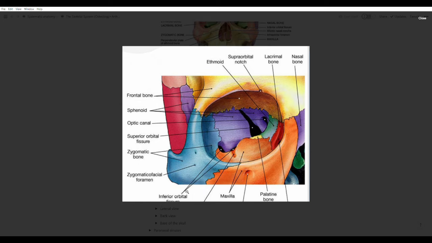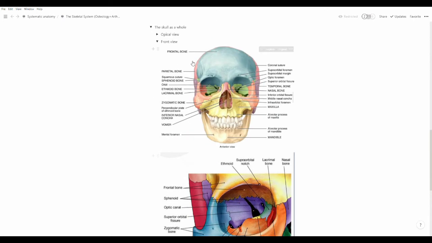Yeah, here we have the inferior orbital fissure. This part, and yeah, that's pretty much all we need to talk about. Of course, there's this big fissure in here that you need to know, the superior orbital fissure. So here's the inferior, here's the superior, and this one is called the optic canal. So that's all for the orbit. Now we finished the frontal view.